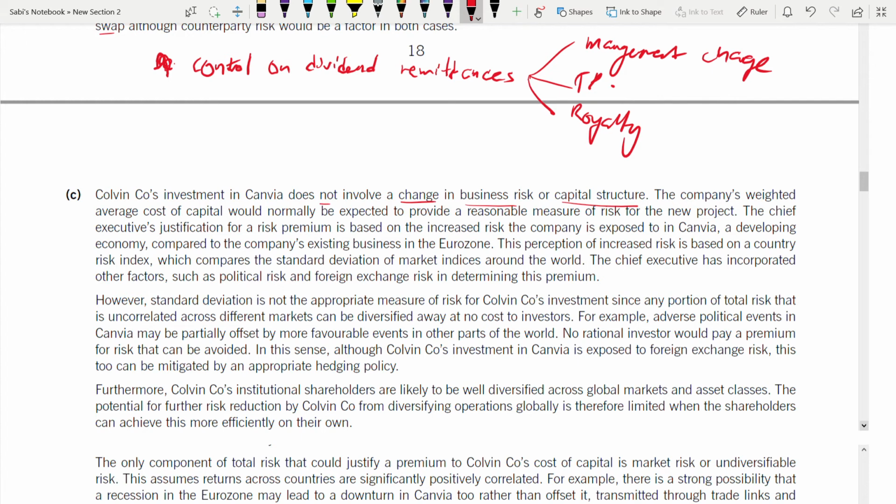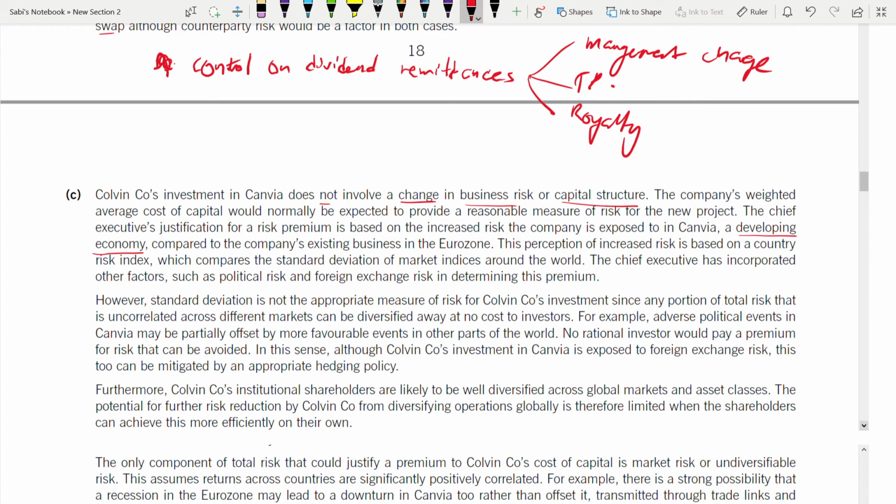The company's WACC would normally be expected to provide a reasonable measure of risk for the new project. Yes, that is true. So the chief executive's justification for a risk premium is based on the increased risk the company is exposed to in Canva developing. Now you are giving all the factors from the case study. They are saying that this could be justified because there's a risk premium. Increased risk is there for this country due to factors in that country. What are the factors? First of all, it's a developing country, compared to the company's existing business in the Eurozone. It's a developing economy. Second, political risk and all those things.